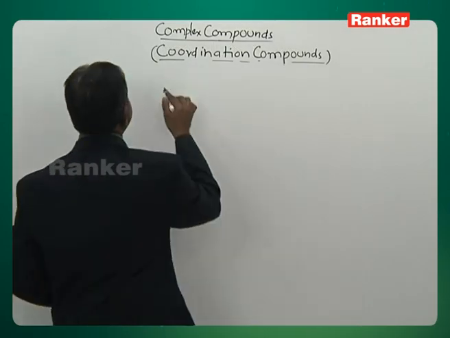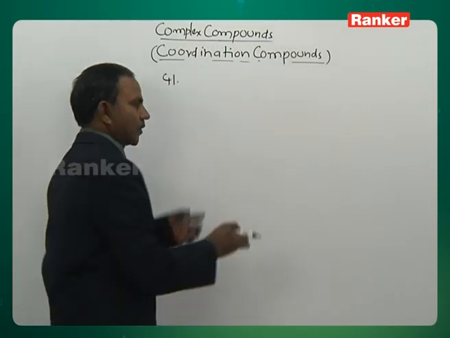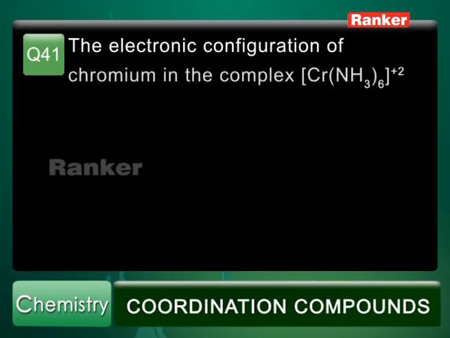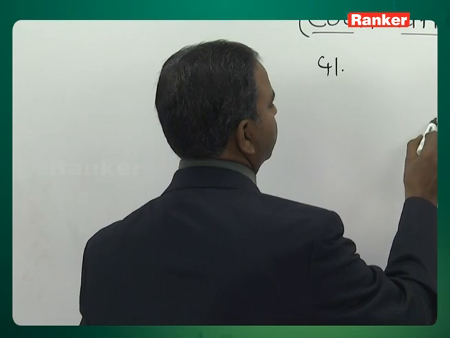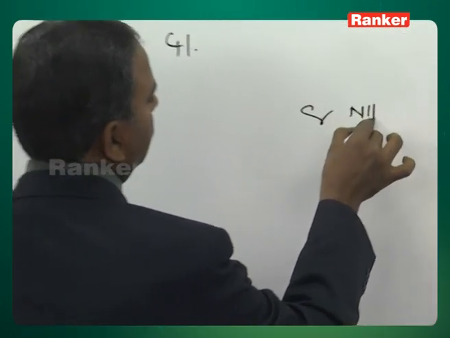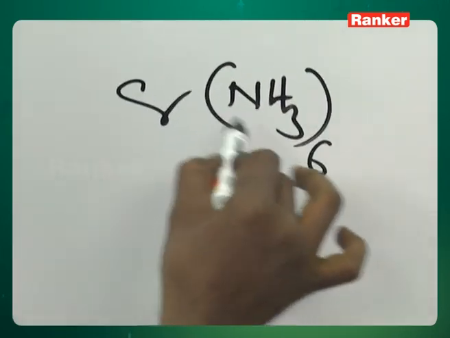Question number 41. The electronic configuration of chromium in the complex [Cr(NH3)6]2+. See the complex, I write [Cr(NH3)6]2+.